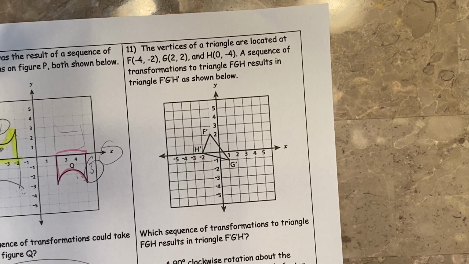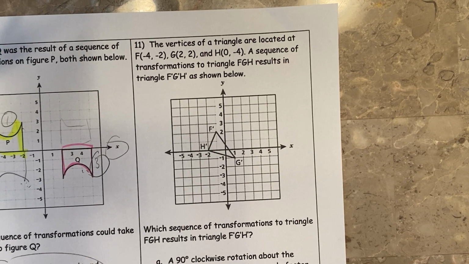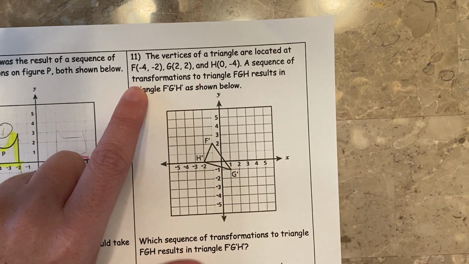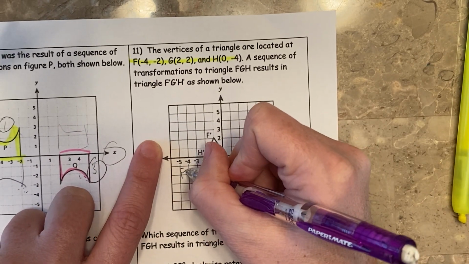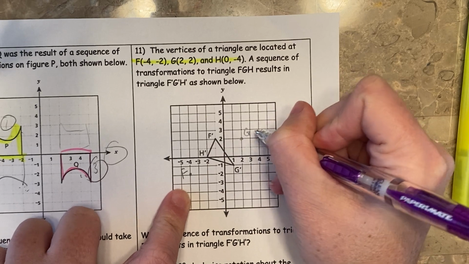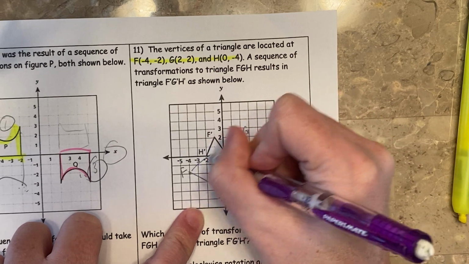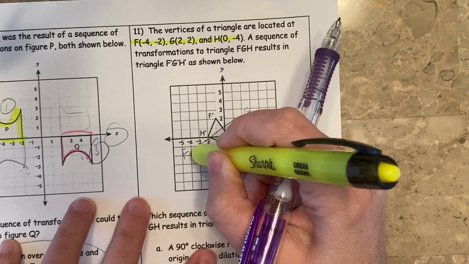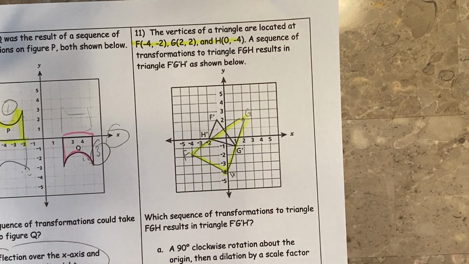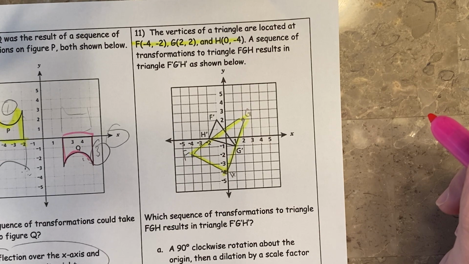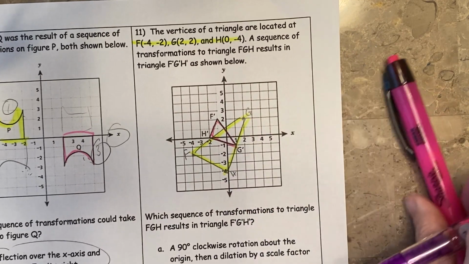And number 11, the vertices of a triangle are located at F, G, same thing. A sequence result. Okay, so this is our original. They just don't have it drawn for us. So -4, -2 is F, 2, 2 is G, and 0, -4 is H. So this is the original. Okay, they tell us that this is the original. And then it says something happened to get to our, notice that they just use single primes, but really this is the third one. Okay, this is really the third one.